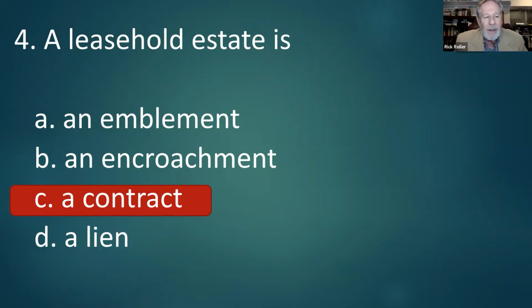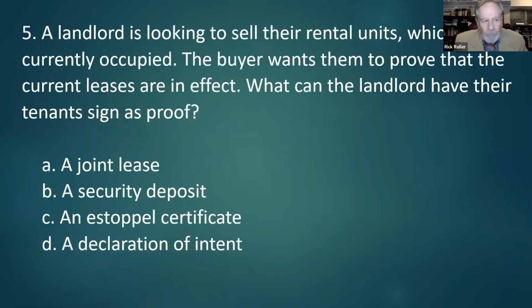Let's look at number 5, please. All right, now we have a landlord that's looking to sell their rental units, which are currently occupied. Now, the buyer wants them to prove that the current leases are in effect and what is the nature of those leases. So what can the landlord give their tenant to sign as proof? Is it a joint lease? No. Security deposit? No, they already did that. Okay, it's an estoppel certificate. C is the correct answer.